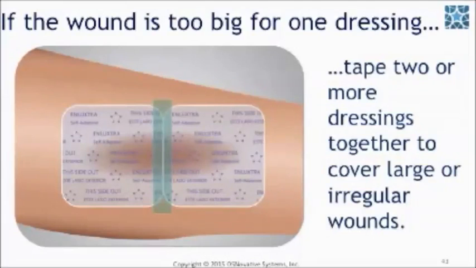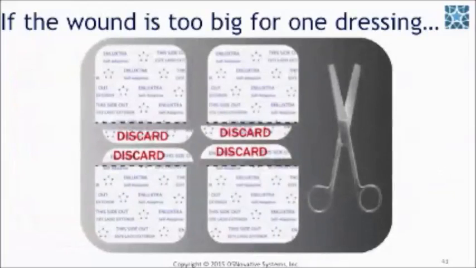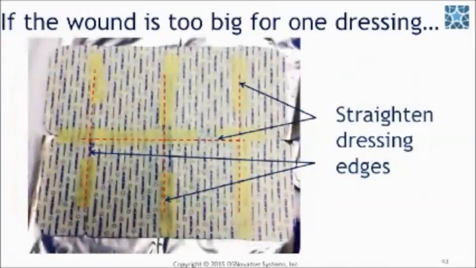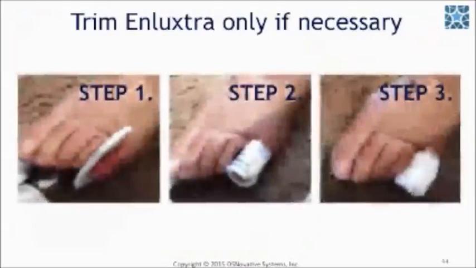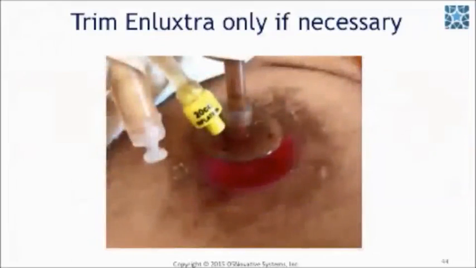When the wound is large or has an irregular shape, tape 2 or more dressings together to achieve full coverage of peri-wound areas and to overlap healthy skin by at least 1 inch. When covering a large area with several dressings taped together, cut off the sides to straighten the dressing edges and to ensure that there are no gaps where their corners meet. Trim Enluxtra only if its edges interfere with body part movement or around appliances that require a specific fit.